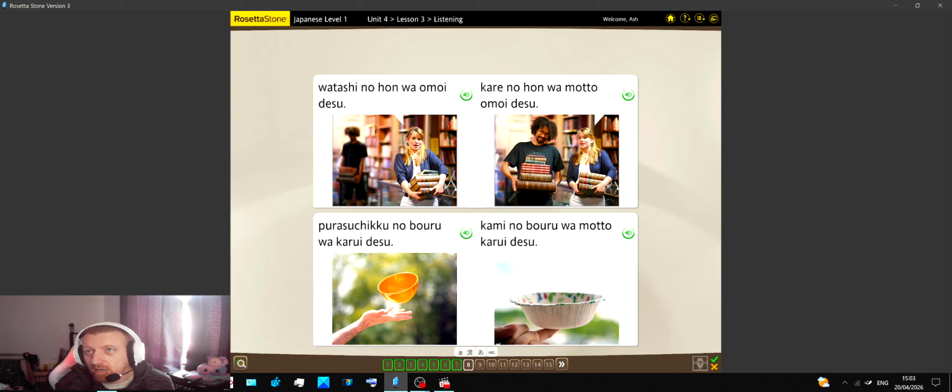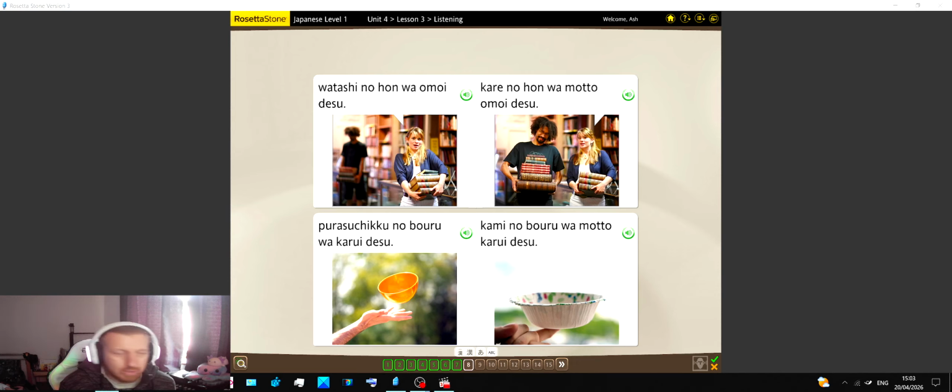What's omoi? Is that an armful? Let's see what omoi is. It's heavy. Yes, it's about weight. So these books are heavy, or my books are heavy. I have books that are heavy. He has books that are even more heavy. This plastic bowl is light, and this paper bowl is even lighter.